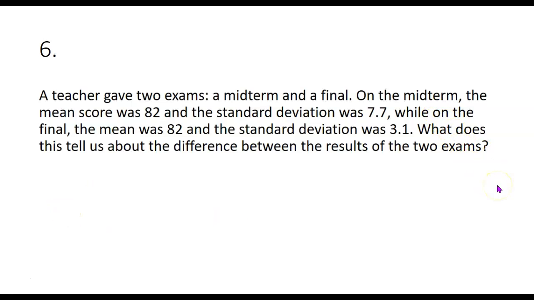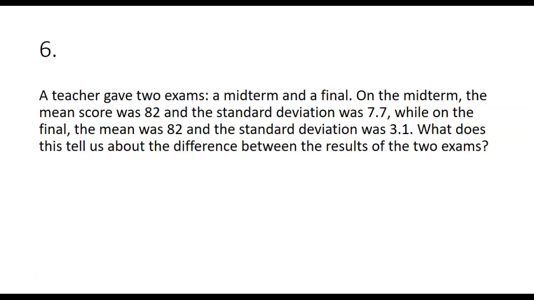Number 6, a teacher gave 2 exams, a midterm and a final. On the midterm, the mean score was 82 and the standard deviation was 7.7. While on the final, the mean was 82, same mean, and the standard deviation was 3.1. Smaller standard deviation on the final than on the midterm. So what does this tell us about the difference between the results of the 2 exams?